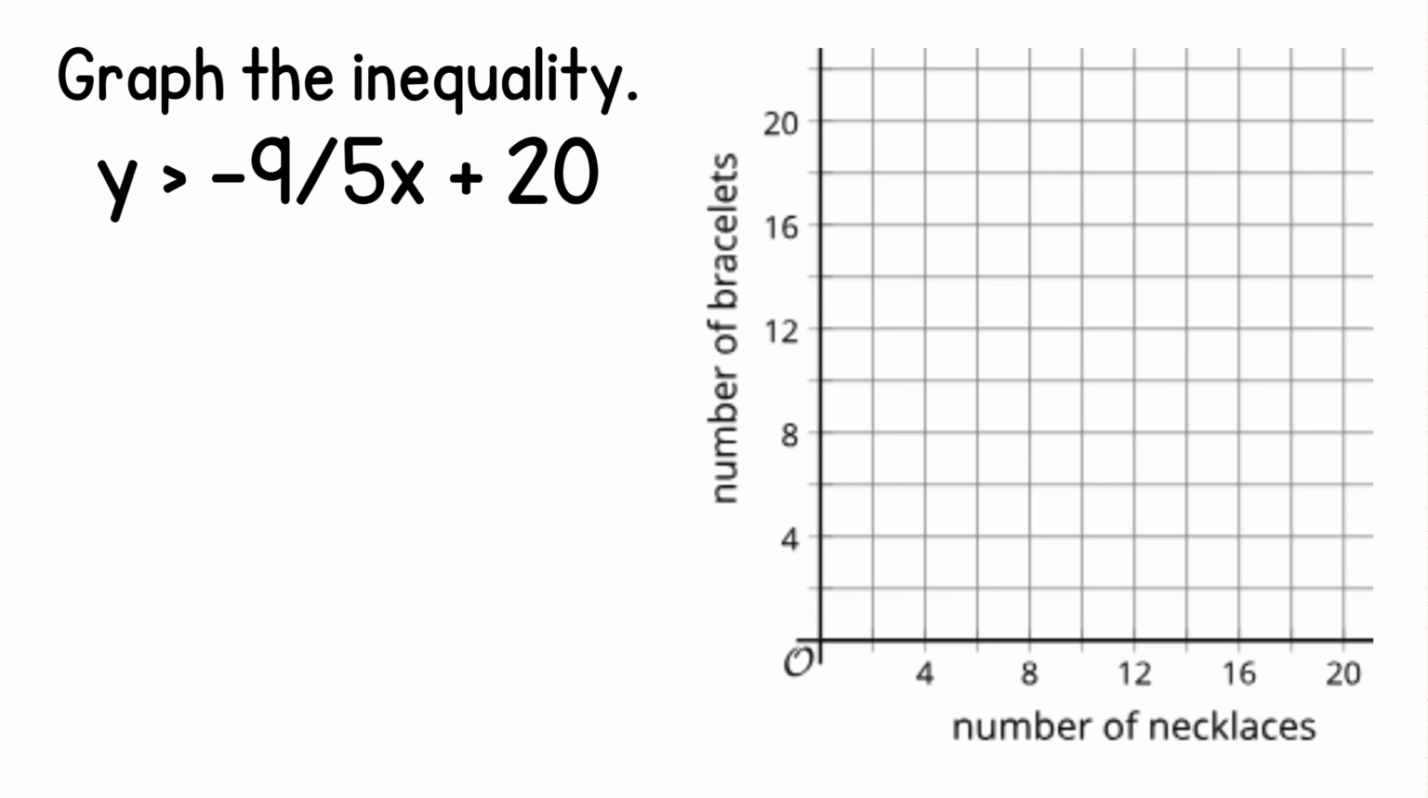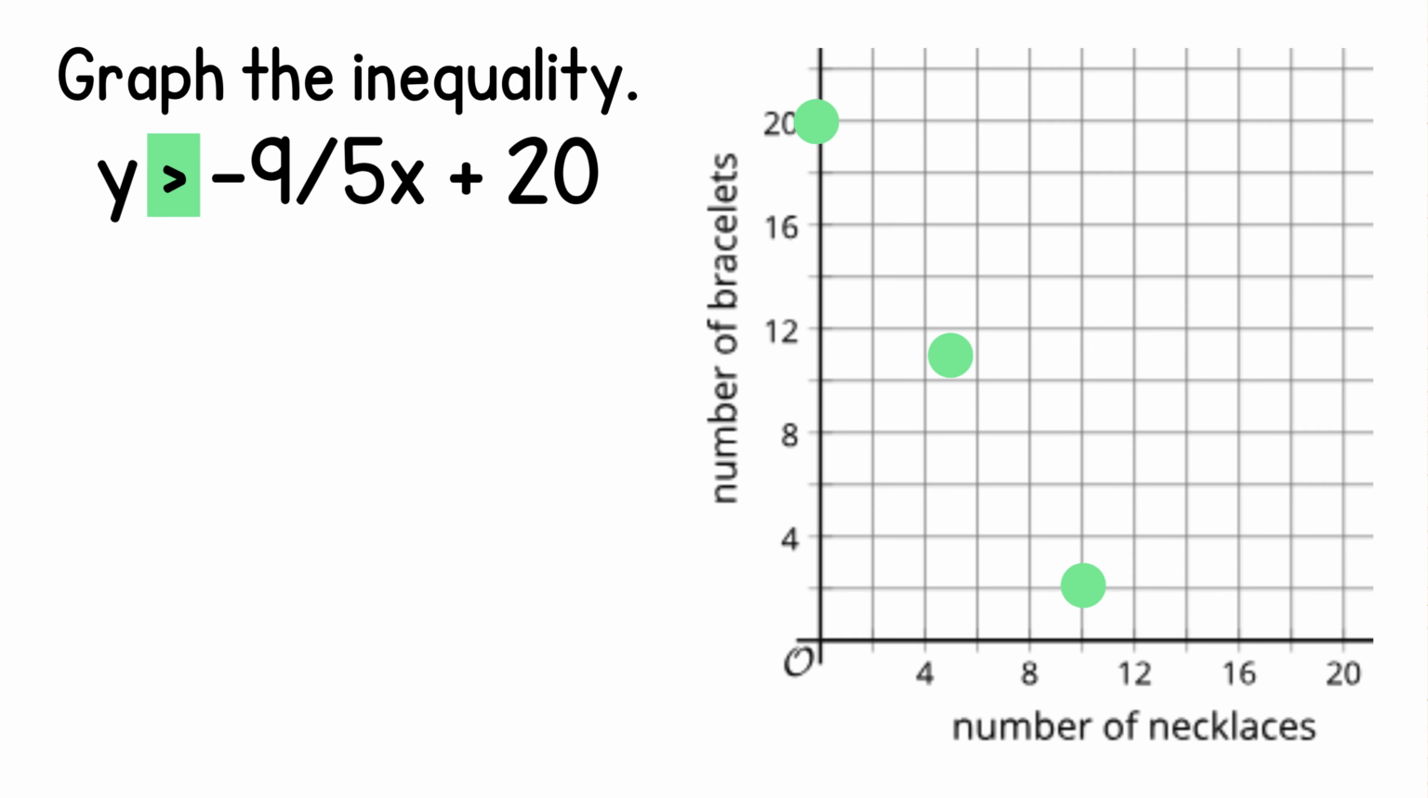So now we can graph this inequality since it's in slope-intercept form. We see that our y-intercept happens at 20. So we'll put our first dot on the y-axis at 20. Our slope is negative 9/5. So we'll go down 9 over 5 and repeat this so we can see a good line.